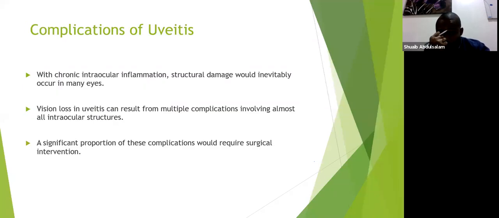So we'll look at some of the complications of uveitis. Of course, we know with chronic intraocular inflammation, structural damage will inevitably occur in many eyes. And vision loss in uveitis results from multiple complications involving almost all intraocular structures. A significant proportion of these complications will require surgical intervention.